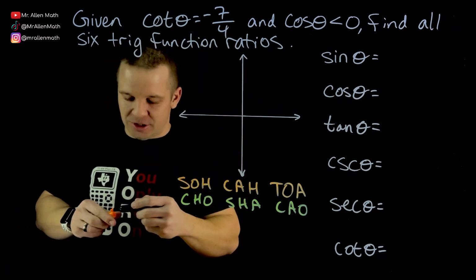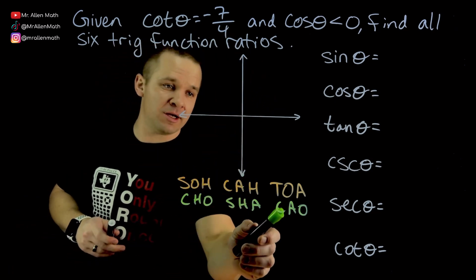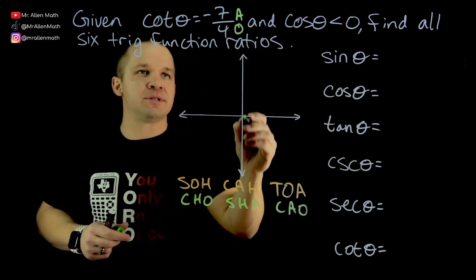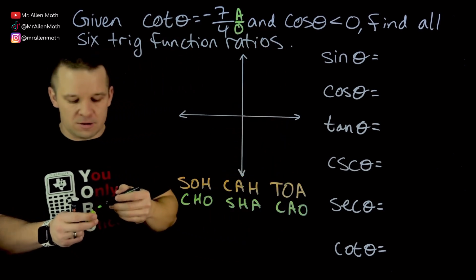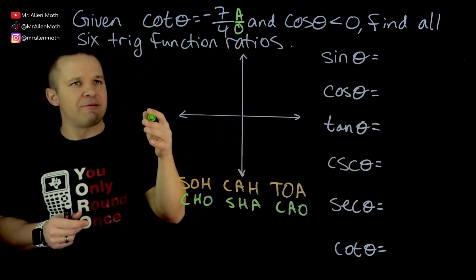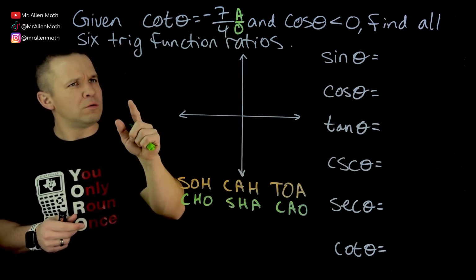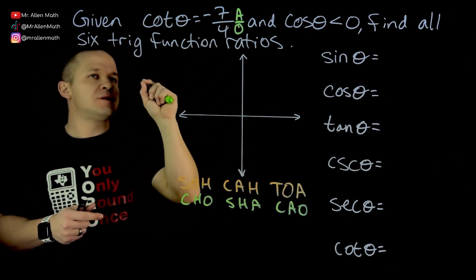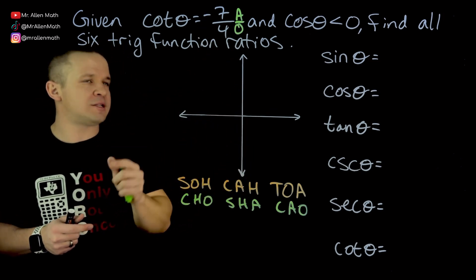So for cotangent of theta, and I'll do it in green because it's right over here in green, it's adjacent over opposite. So adjacent, opposite, fraction. All right. So my adjacent side is 7 or negative 7. Ooh. Could that negative go either spot? It can. It can go in either the 7 or the 4. So we'll have to pay attention to that.